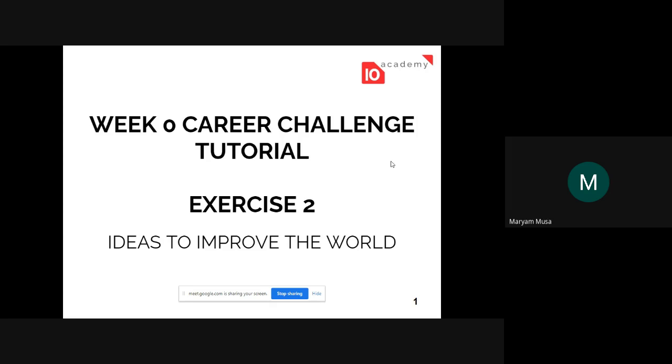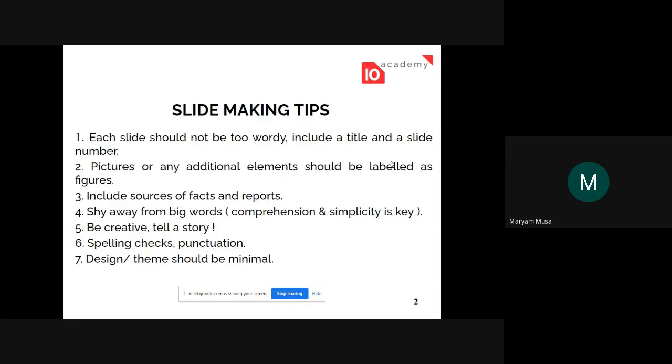So the exercise for this career challenge is ideas to improve the world. This is basically a modification of the essay question on your application. If you can remember, part of your application, you were supposed to write an essay about using technology to solve a problem in your community, a problem that affects at least 5 million people. So I'll just get into that.